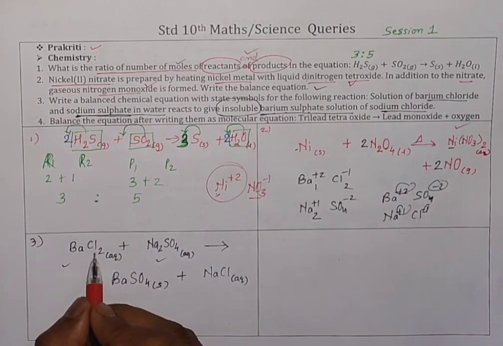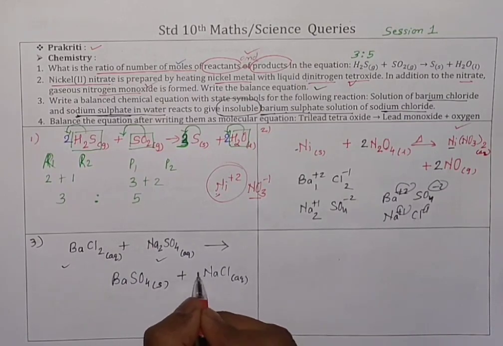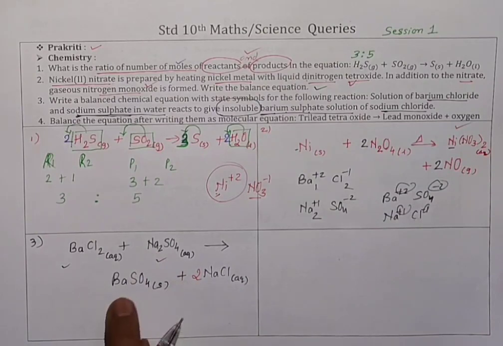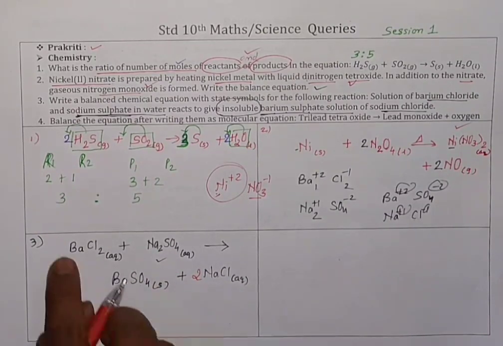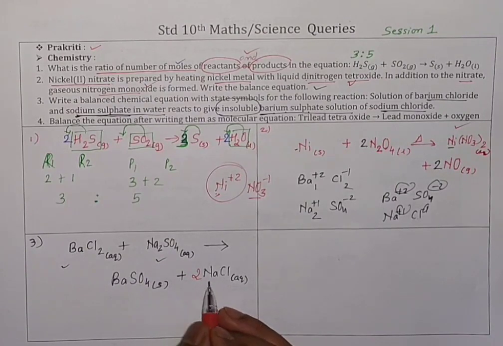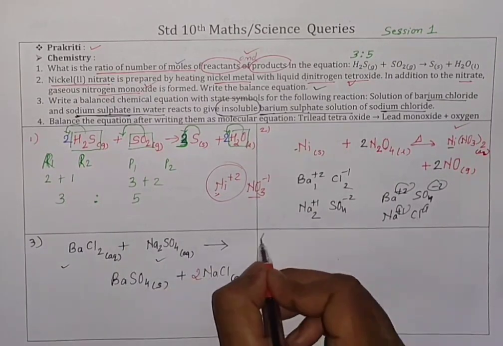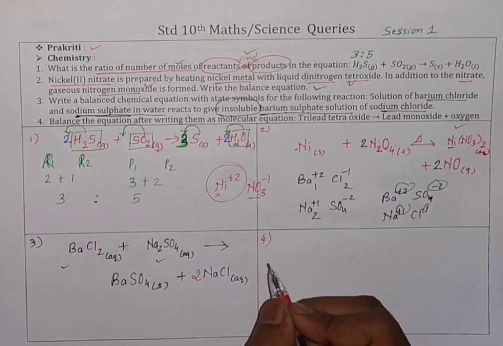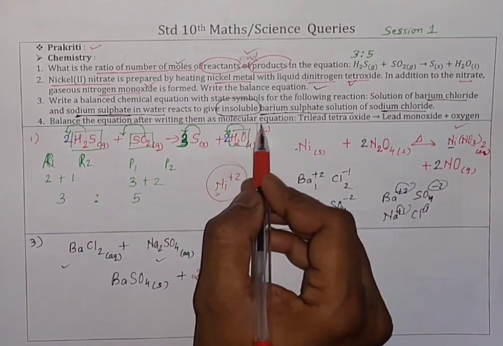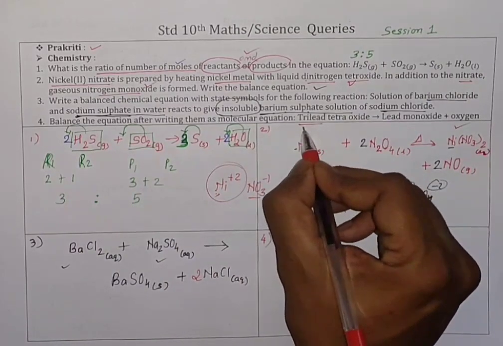Let's start with chlorine. Chlorine is 2 here, and 1 here, so make it 2, then sodium becomes 2 and sodium is 2, balanced. Sulfur 1, barium 1, oxygen 4. So simply by putting 2 here, the equation is balanced. Okay, now number 4: balance the equation after writing them as molecular equation.